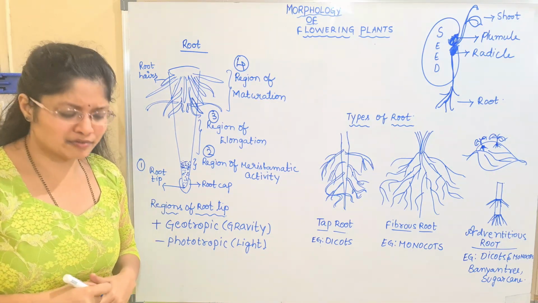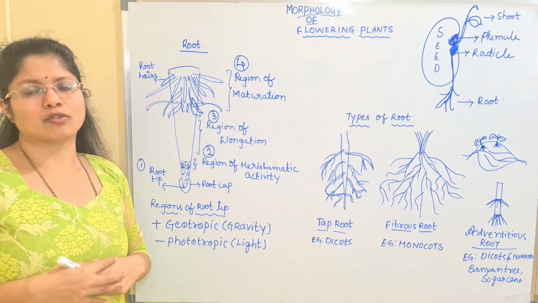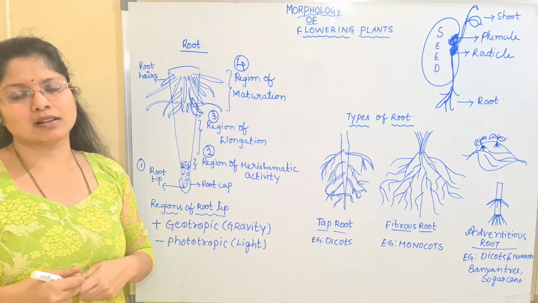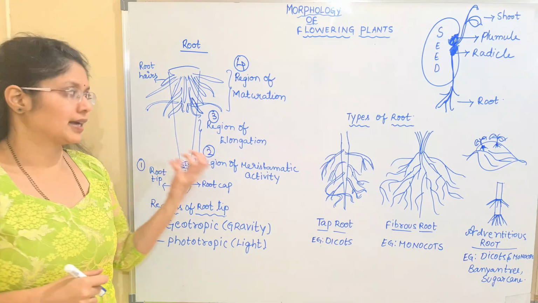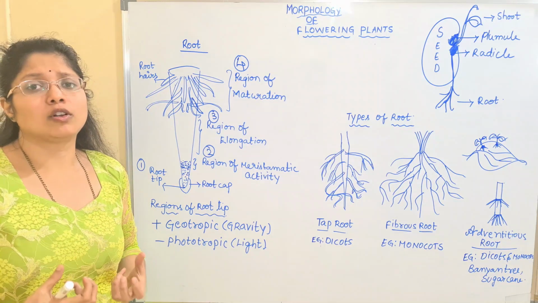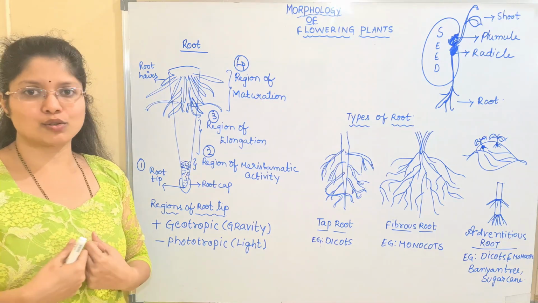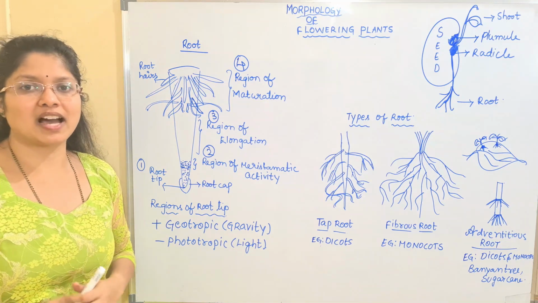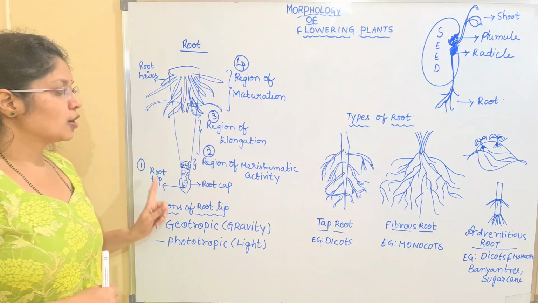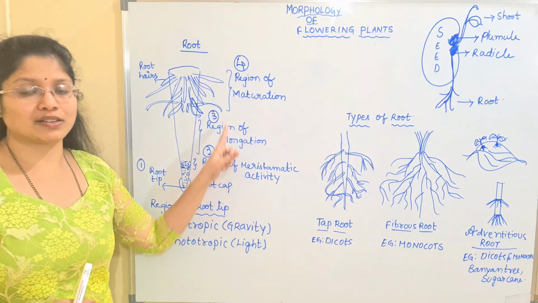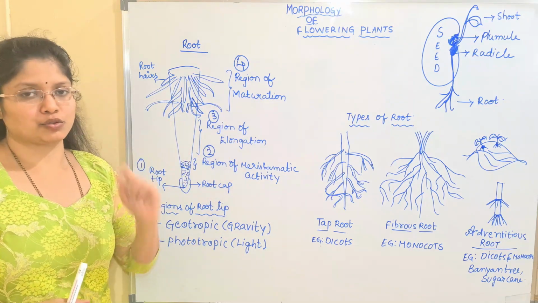Then what is the root hair function? Root hairs are generally meant for increasing absorption. So the absorptive function of the root will be increased with the help of these root hairs, which will help in taking in a lot of nutrients and water from the soil. Okay, so this is regarding your root. So root will have 4 regions, you have to remember: root tip, region of meristematic activity, region of elongation, and finally we have region of maturation.